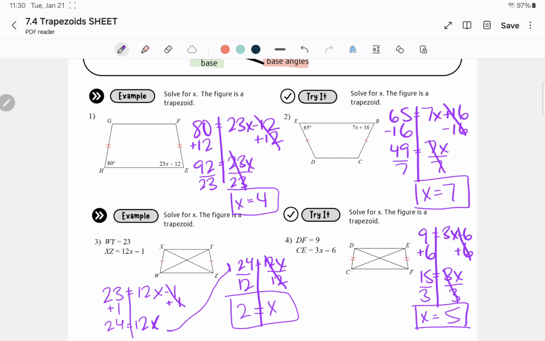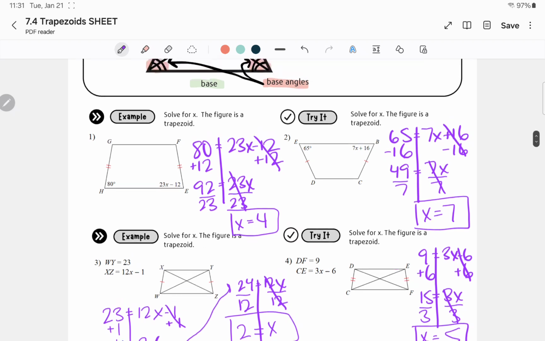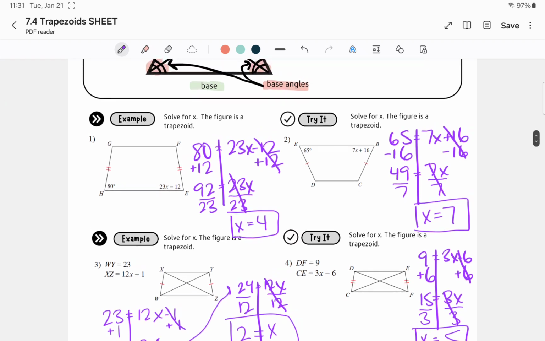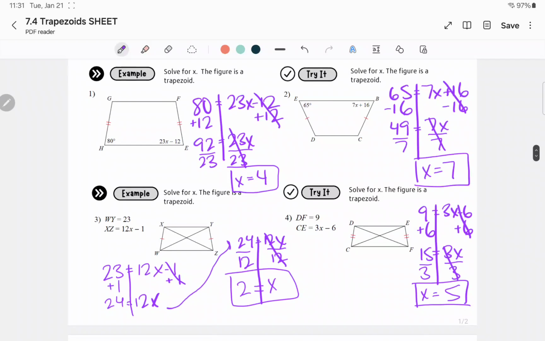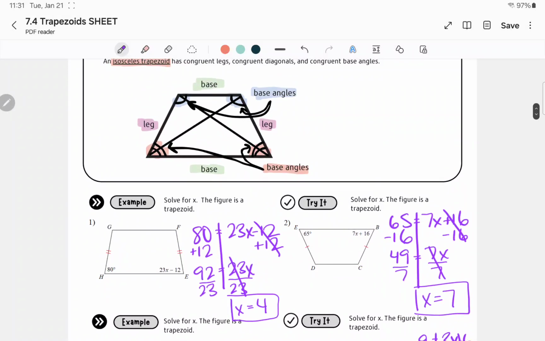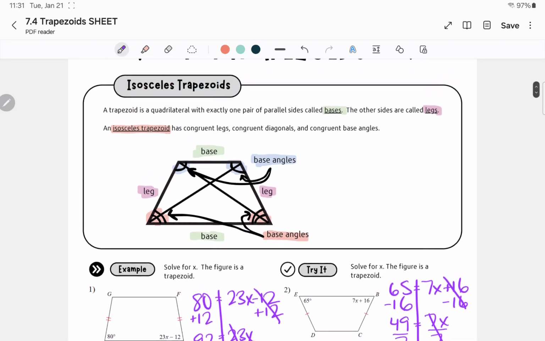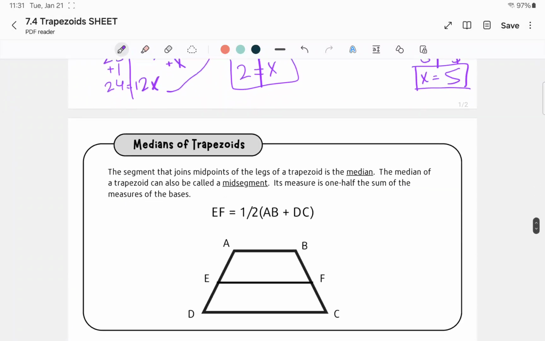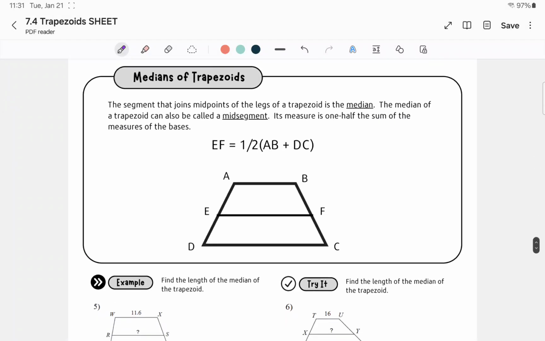So I know it seems like a lot of information, but the main things to know for this front side is that if it's an isosceles trapezoid, the base angles are equal and the diagonals are equal. Also, the legs are also equal, a whole bunch of equal things going on. But let's go ahead to the back, which is medians of trapezoids.